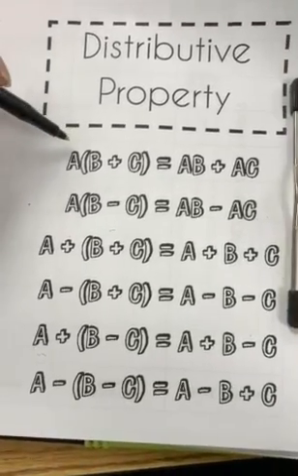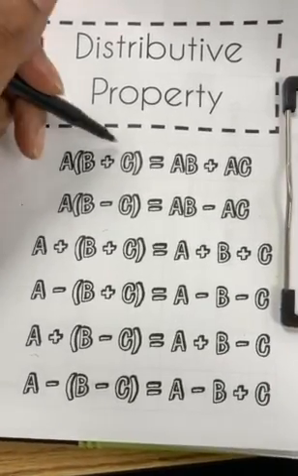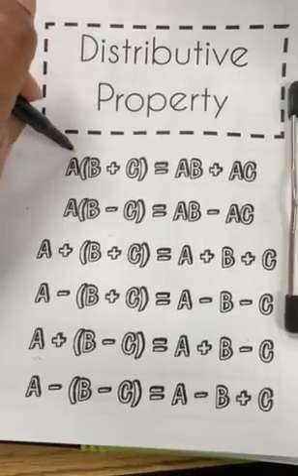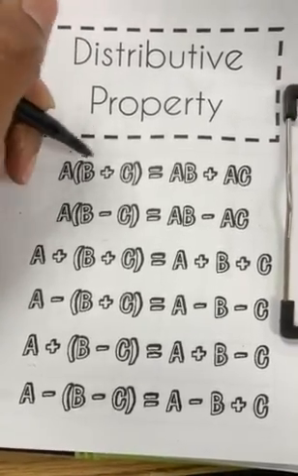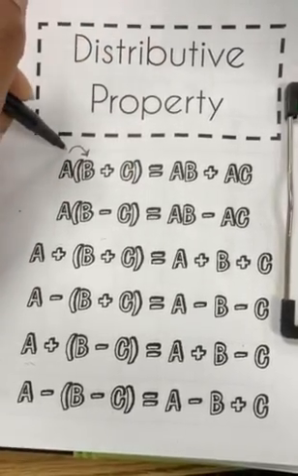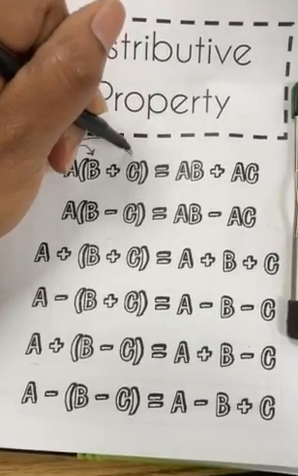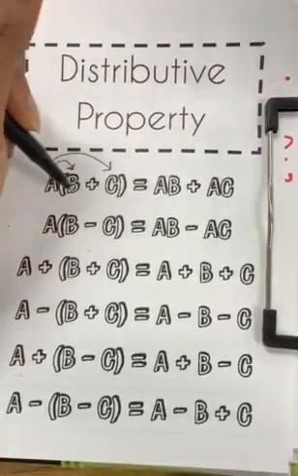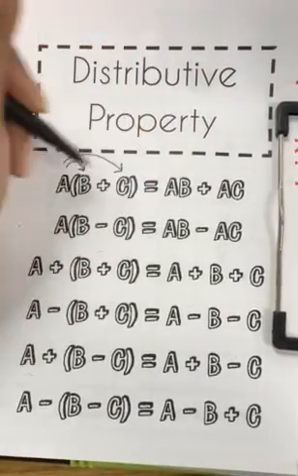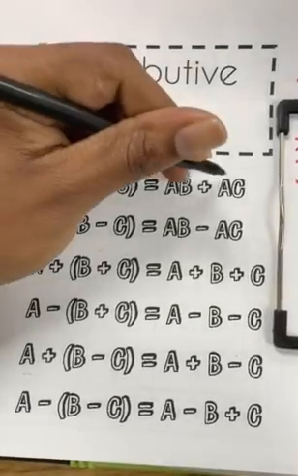Whatever's on the outside of the parentheses needs to be distributed to everything that's on the inside of the parentheses. A here is being distributed to B. A times B gives us AB, and A is also being distributed to positive C. So A times positive C gives us AC. This times this gives us that, and this times this gives us that.